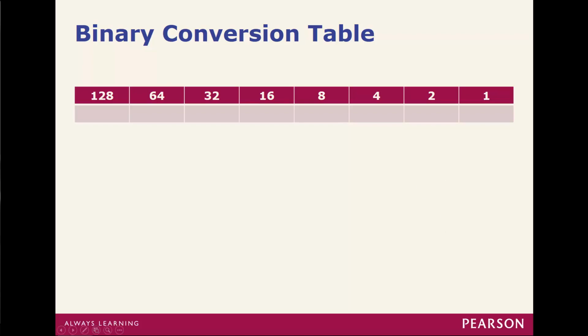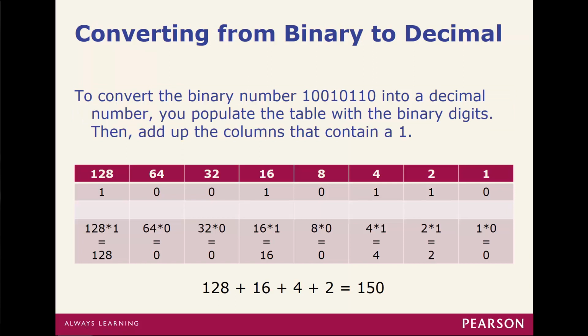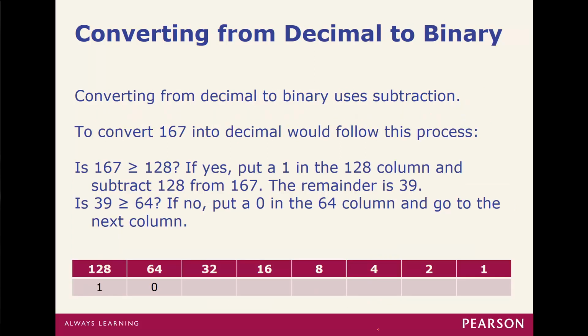So this is a positional method, and when we have an address like 10010110, we take where the ones are at and we add them. So we add 128, we add 16, we add 4, we add 2. So 128, 16, 4, 2 equals our decimal number 150. And you have to have time with this.